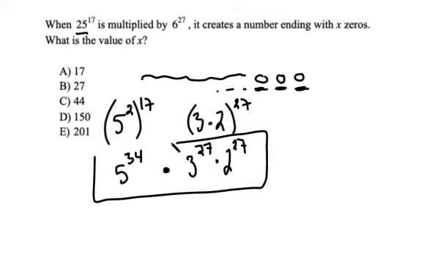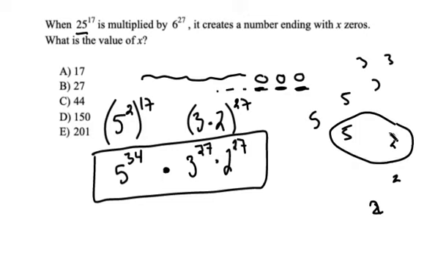We have 5 to the power of 34 times 3 to the power of 27 times 2 to the power of 27. If it's helpful, think of all of these just floating around in space. So there's a bunch of 5s floating around and a bunch of 3s floating around and a bunch of 2s floating around. What does it take to make a 10? Well, to make a 10, I need to match a 5 with a 2, right? 5 times 2 makes a 10. In other words, every time I multiply 5 times 2, I add a 0 to this number.